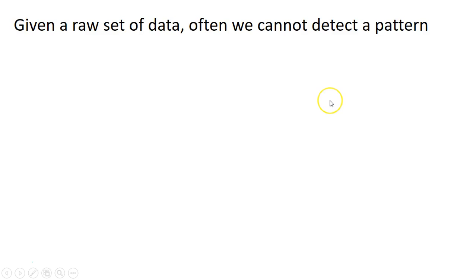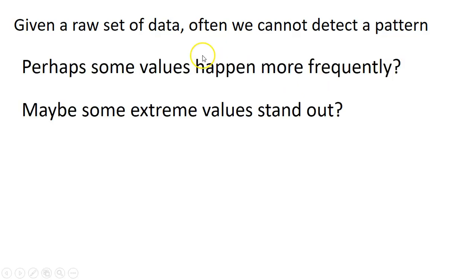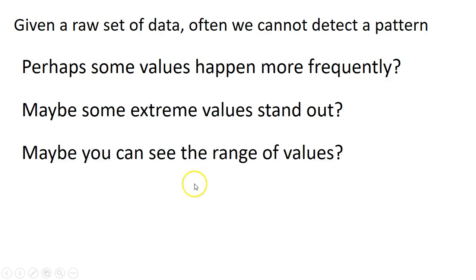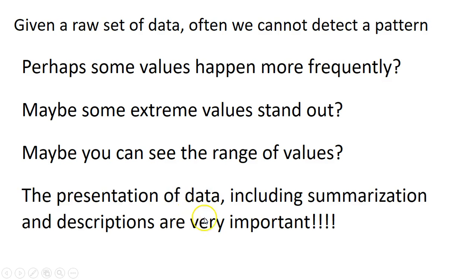So let's recap. Given a raw set of data, often we cannot detect a pattern. Perhaps some values happen more frequently, maybe some extreme values stand out here and there, maybe you can see the range of values by looking at it. The presentation of data, including summarization and descriptions, is very important. A box and whisker plot can help put the data in picture form, so you can look at it and see what's happening.